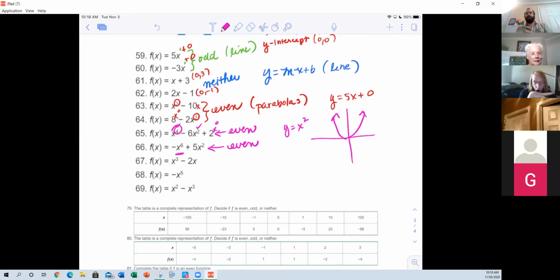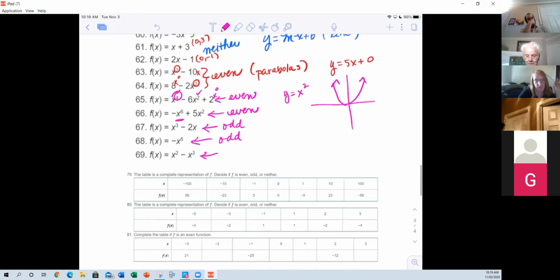All right. Hunter, how about 67? 67 is odd. And why? All the exponents are odd. It's a polynomial. All the exponents are odd. Okay, how about 68? Hunter, I'm going to hang with you. Also odd. And what about 69? Neither. Right, neither, because you've got an even and an odd exponent.